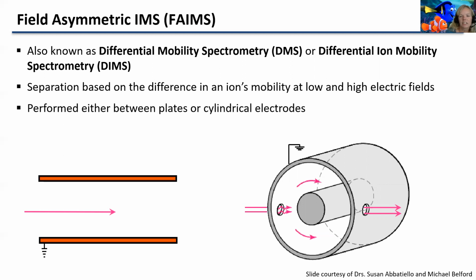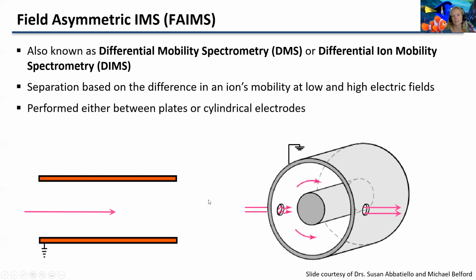So in FAIMS, we're using the ion mobility, but doing the difference based on the low and high electric field. Here we know that we have an oscillating electric field that's changing, and we can put that either in plates or cylindrical electrodes. So here's our nice plates, here's our cylindrical electrodes.